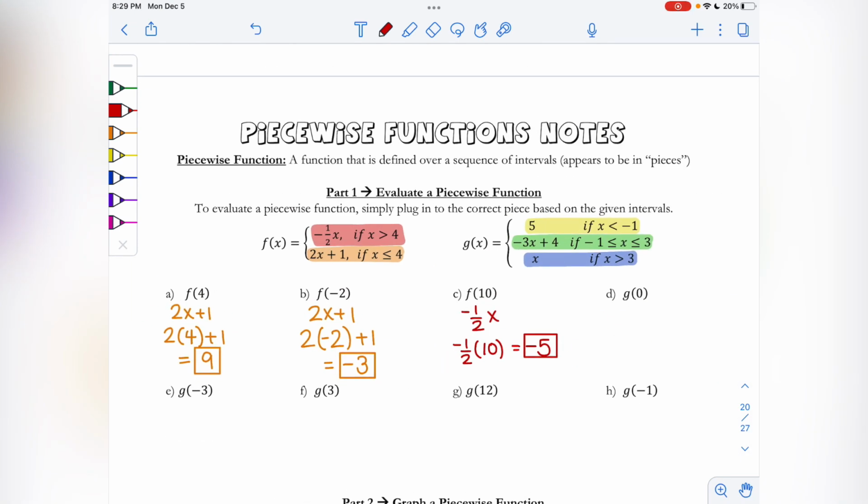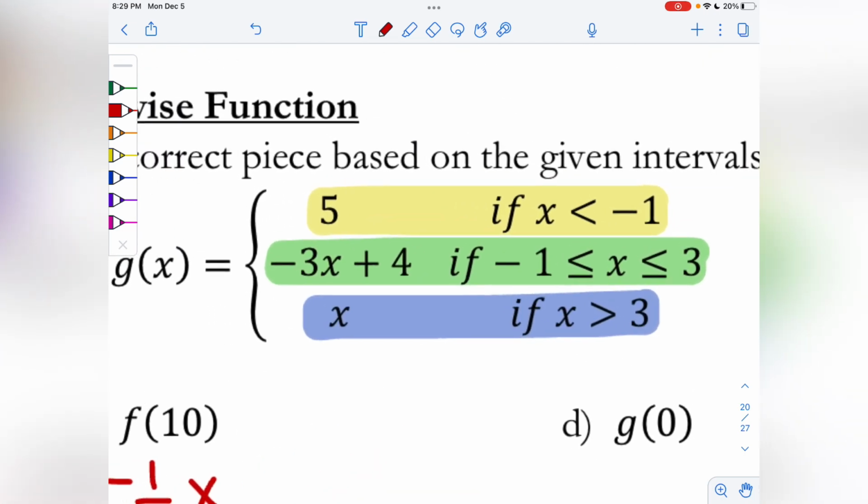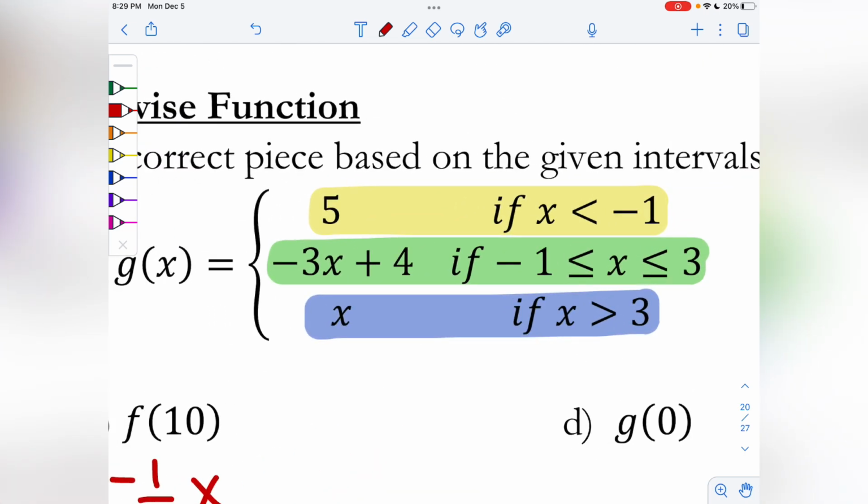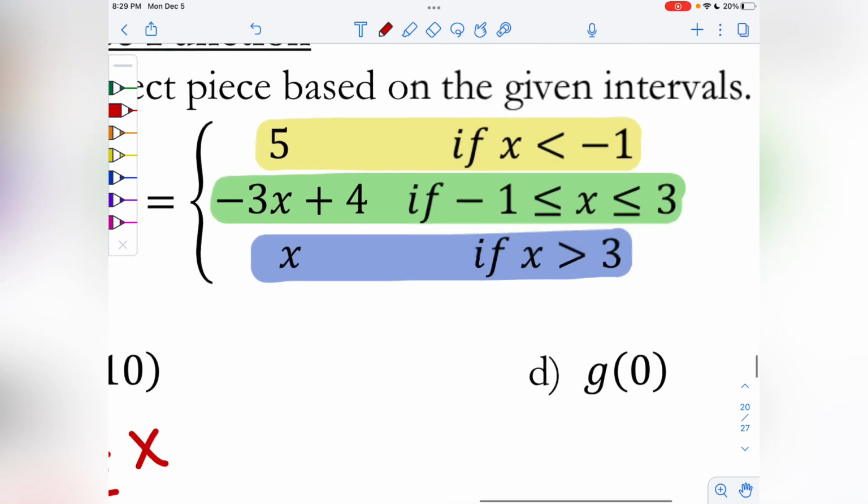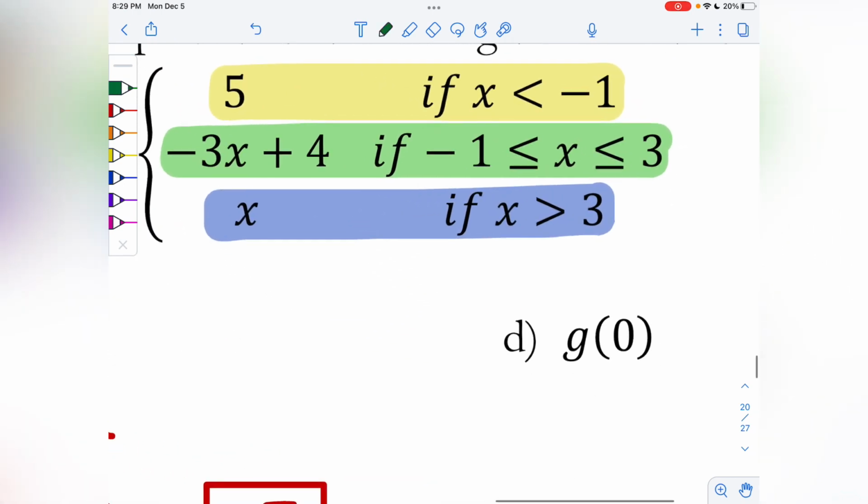Moving on to g of 0. Now we're going to be working in the g function, and 0 falls in between the numbers -1 and 3. So we're going into the green part. You will never get an x value that falls into more than one category. It's only going to go with one of the pieces. If it goes with more than one of the pieces, then it's not a function. So it's only going to work for one section, and in this case, it's the green one.